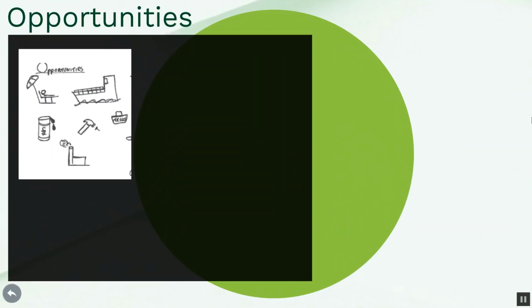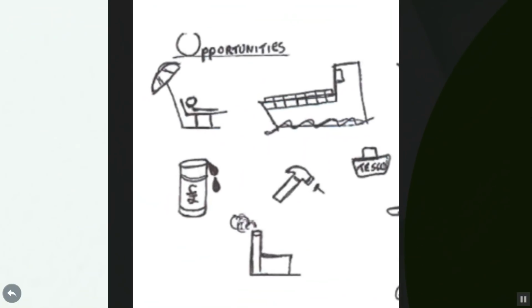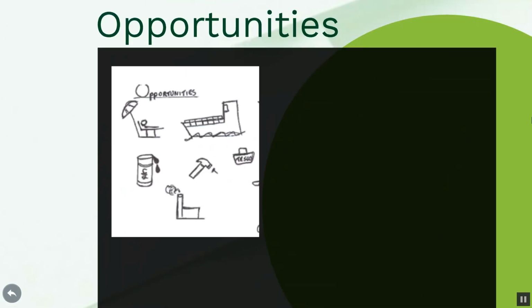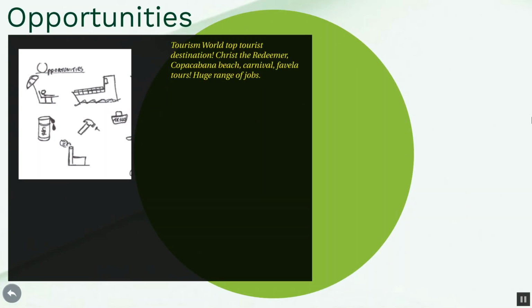Again, we've got this picture, and each one's supposed to represent a simplistic idea, so you can remember what type of jobs and things like that might be available for people to find opportunities. If we look here, we've got somebody sunbathing on the beach. So this tells us that it's a world top tourist destination. Like I've already said, Christ the Redeemer, you've got Copacabana Beach, the amazing carnivals. People even go on favela tours now, and there's a huge range of jobs connected to tourism in the formal sector and also the informal sector.